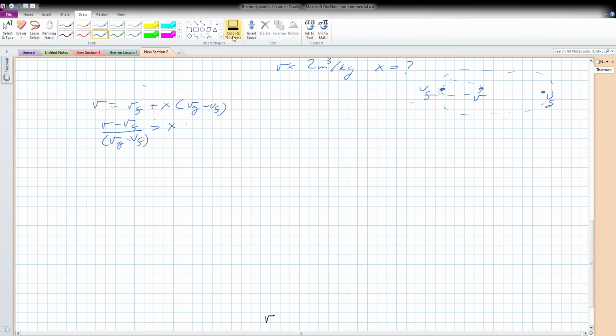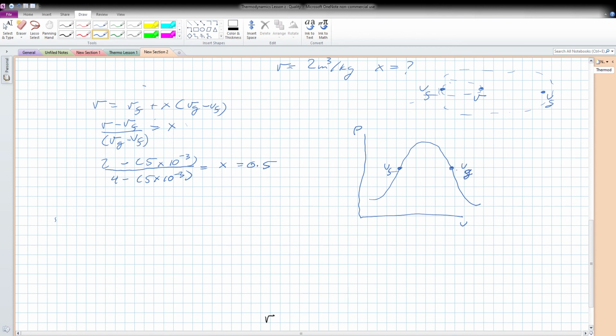So, here, let's plug in my properties. As I have 2 minus 5 times 10 to the negative 3 over 4 minus 5 times 10 to the negative 3 is equal to my quality, which is equal to 0.5. That means for this diagram, horrendous graph, this is my dome, here is my saturated vapor, here is my saturated liquid. Let's reverse that. This is my saturated liquid, this is my saturated vapor. I am halfway. Means half my mass has turned into vapor.